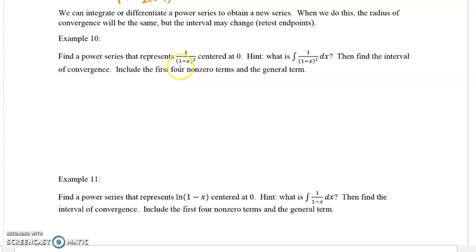But another way we can do this is recognize what the antiderivative of the desired function is. So let's start with that, because they give us a hint of looking at the antiderivative of the desired function. And I think we're going to see that this is going to be 1 over 1 minus x, right? You can do a little bit of u substitution to verify that. Yeah, we've got the plus c.